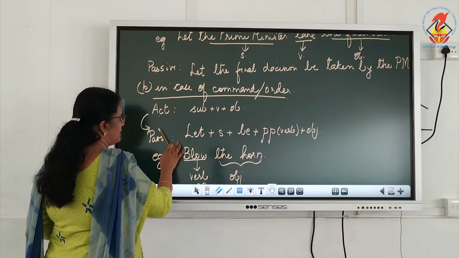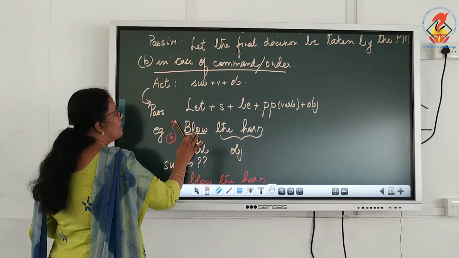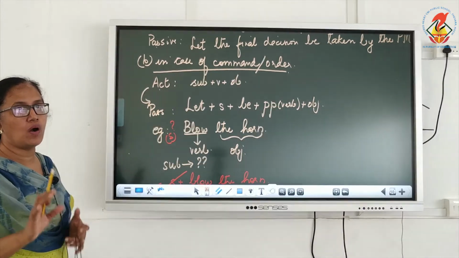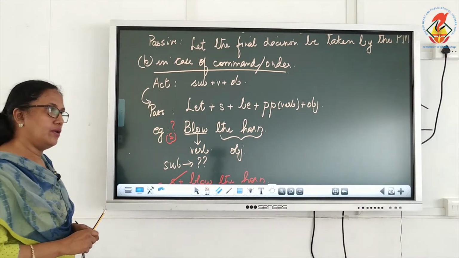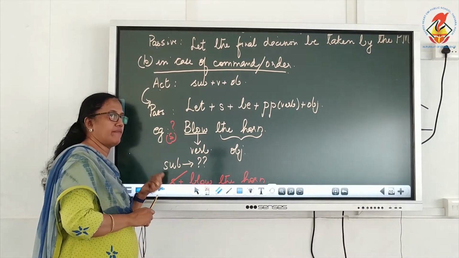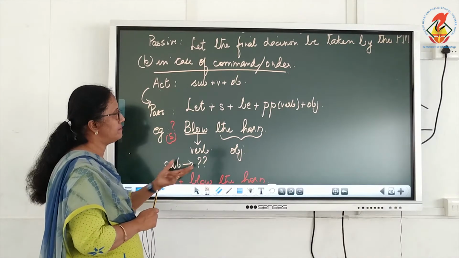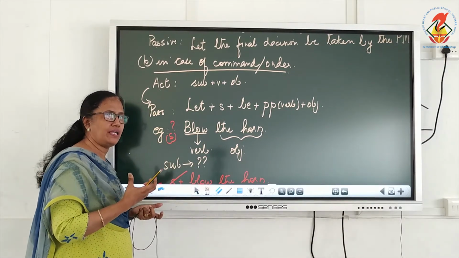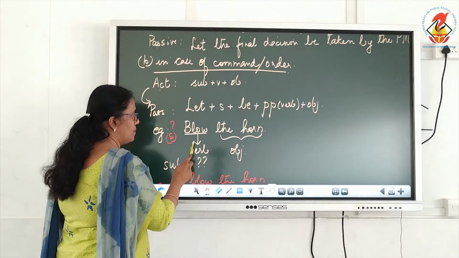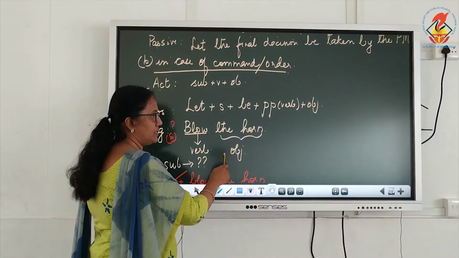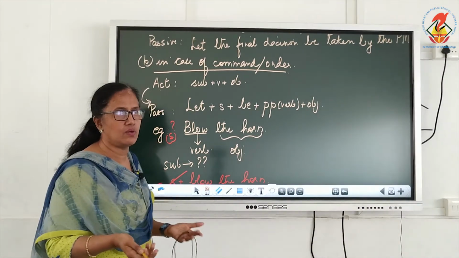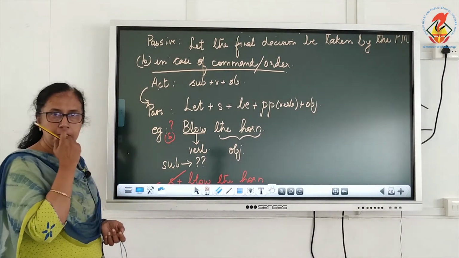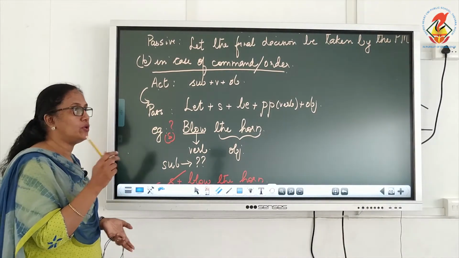Now, for example, you have the sentence: blow the horn. Here we have to identify the subject, the verb, and the object. Blow is a word that signifies action, so that is the verb. The horn is the object. Are there any more words in the sentence? No. So in this sentence, we do not have a subject, isn't it? The subject is missing.